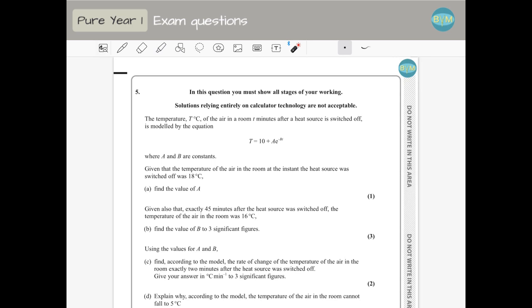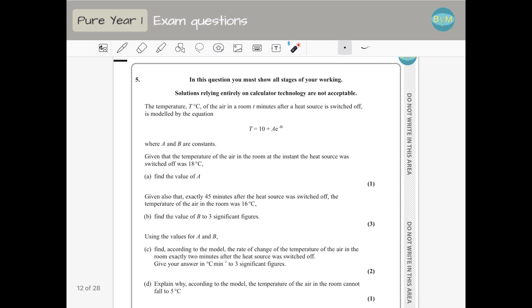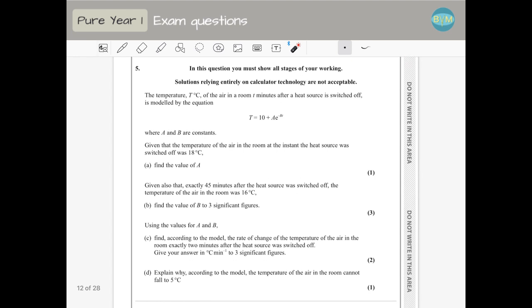Hello, this is question 5 on your January 2024 international paper from Edexcel, from the Core 3 paper. It's a modeling with exponential question that is very typical in all Edexcel papers. So we have the temperature in Celsius of the air in a room 10 minutes after a heat source is switched off, modeled by this equation.